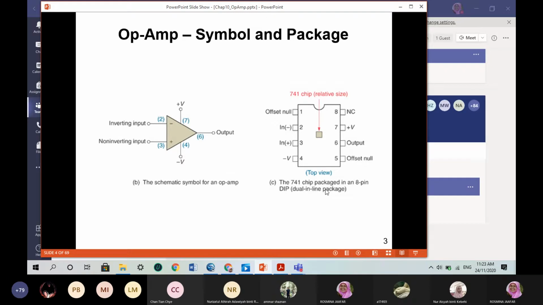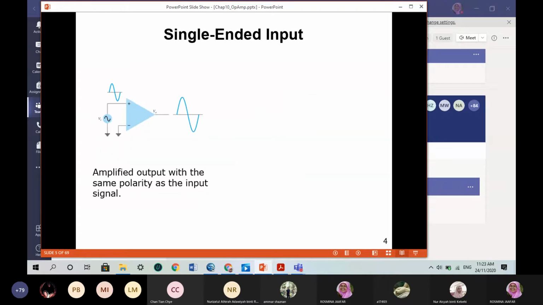So this is the op-amp appearance. One is the symbol, one is the actual schematic, the outer surface schematic. Okay, for an op-amp, let's consider the single-ended input.